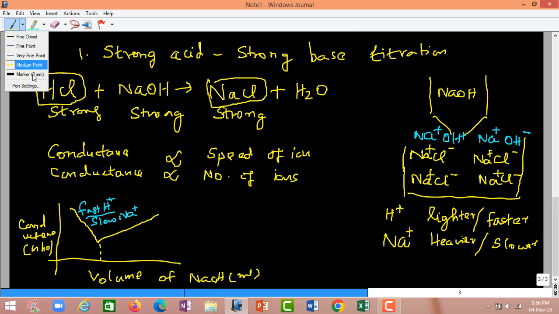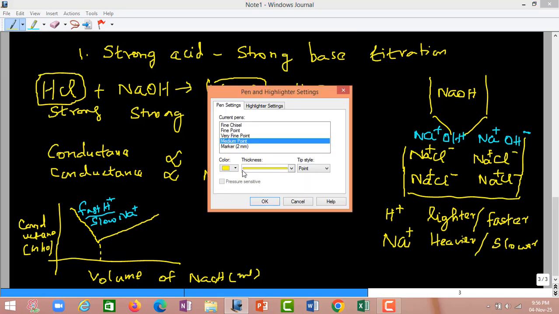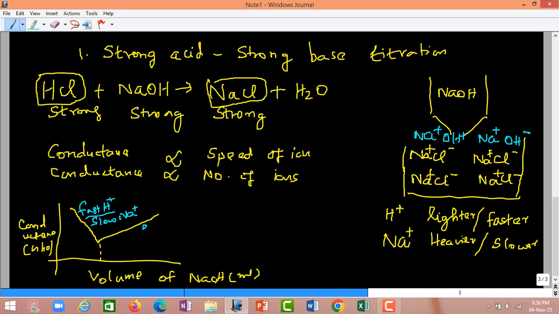The increase in conductance is due to the excess of the strong base, sodium hydroxide, which is completely dissociated. The number of ions increases, and so the conductance increases. This is the shape of the graph which you get for strong acid, strong base titration.